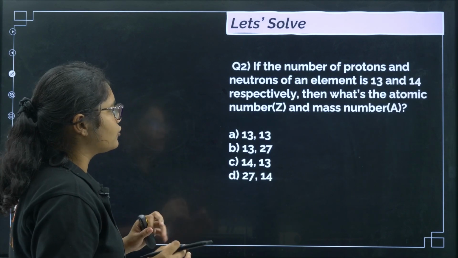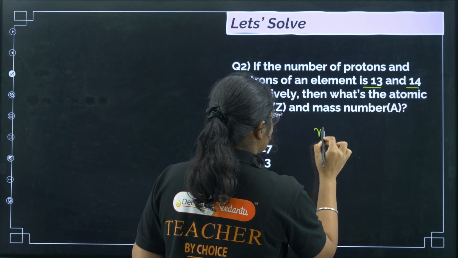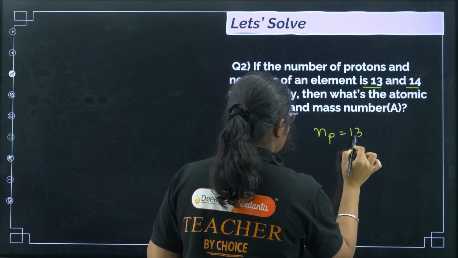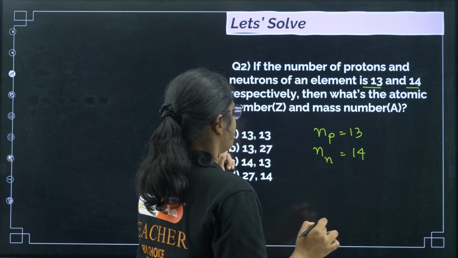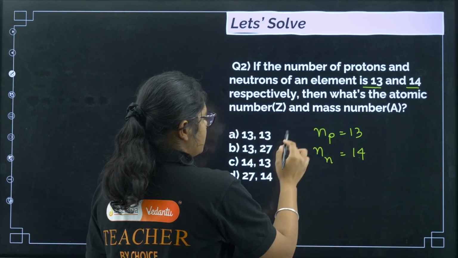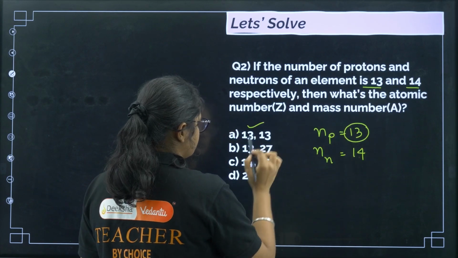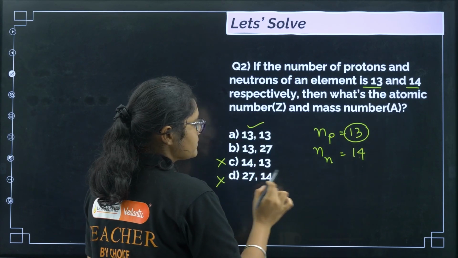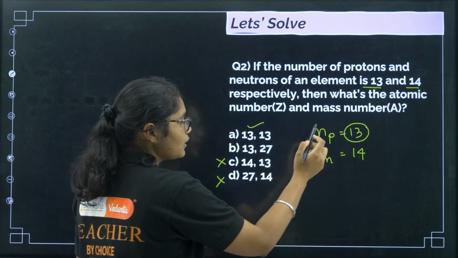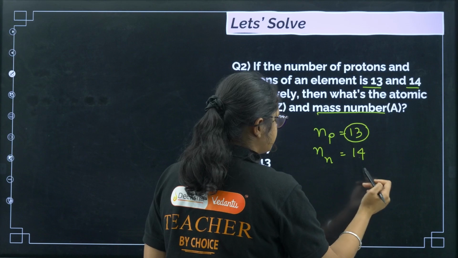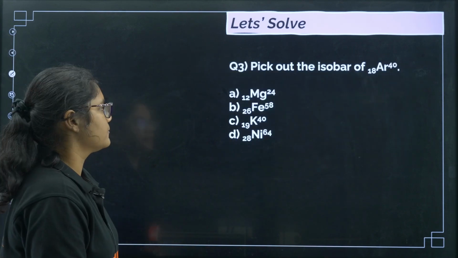Next, if the number of protons and neutrons of an element are 13 and 14, so the number of protons I can write is 13 and the number of neutrons is 14. Then what is the value of the atomic number and mass number? Atomic number is the same as the number of protons, so that will be 13. So we can eliminate these two. And next, the mass number is the addition of these two, that is 27. So the correct answer is option number B here.